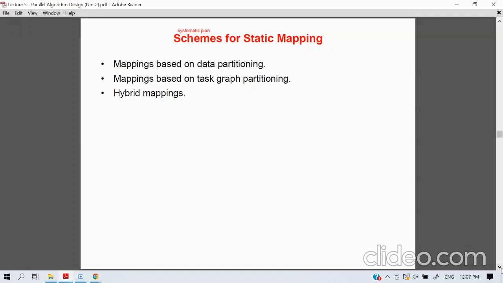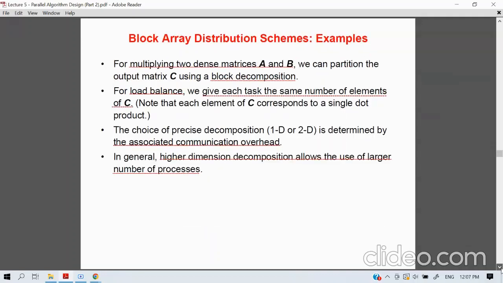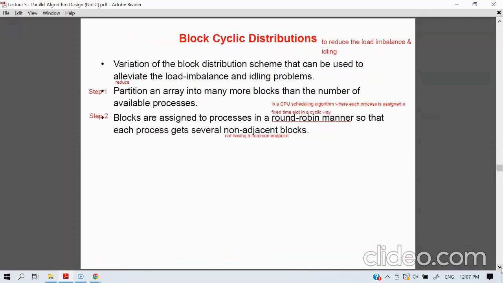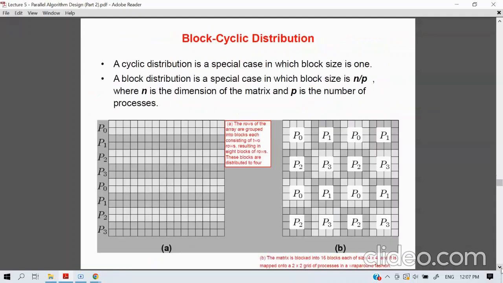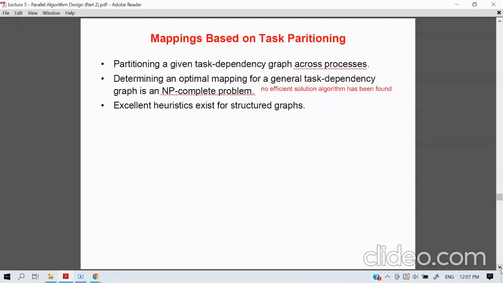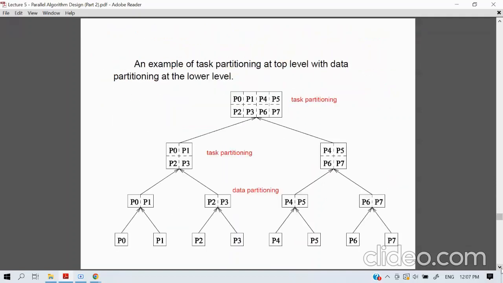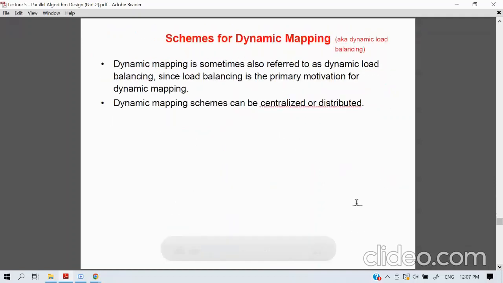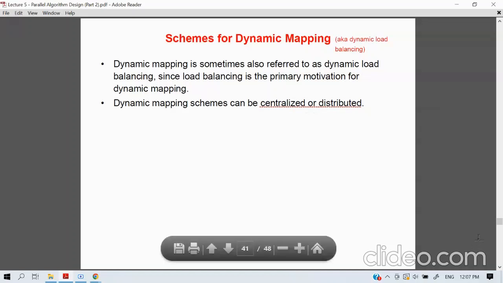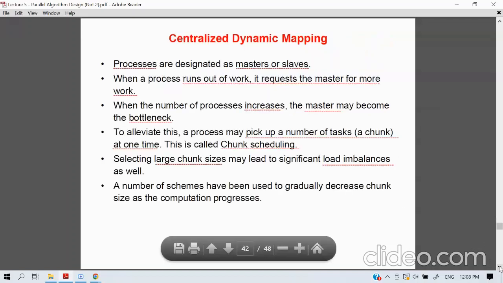Okay, what else? So let's look at dynamic. How many are there for dynamic, guys? These are all static. Okay, this one. So there are two types of dynamic mapping, centralized or distributed. Okay, what else did you learn?